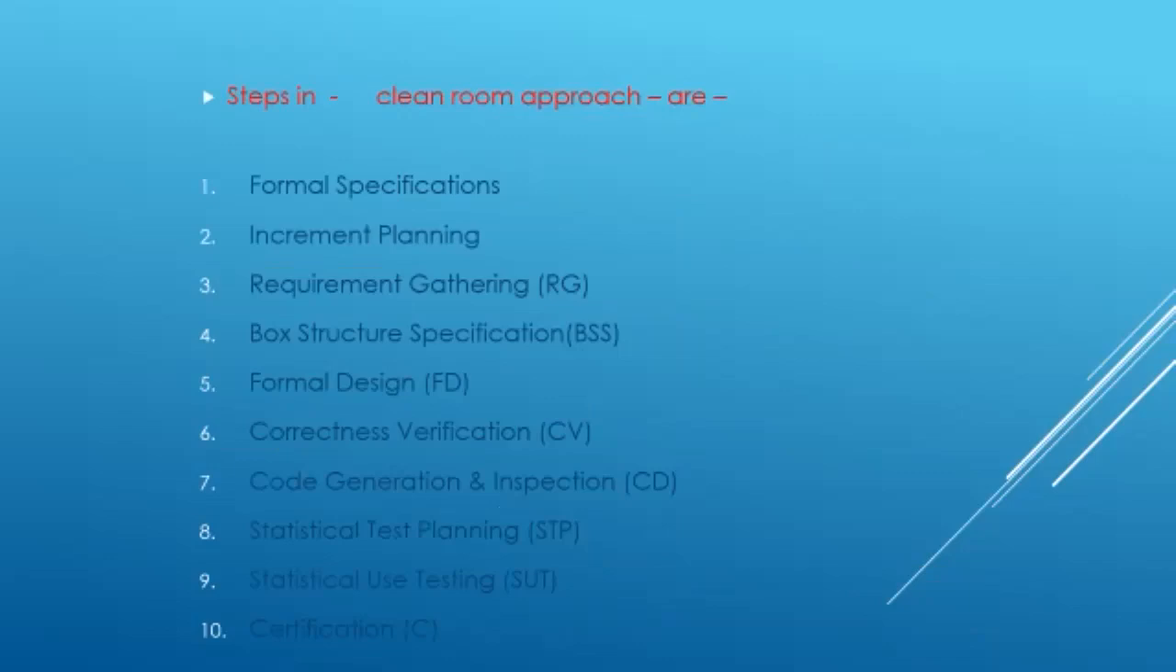These are the steps in the clean room approach: first, formal specification, second, increment planning, third, requirement gathering, fourth, box structure specifications, fifth, formal design, sixth, correctness verification, seventh, code generation and inspection, eighth, statistical test planning, number nine, statistical use testing, and last one is certification.